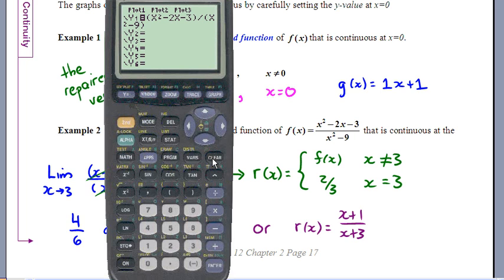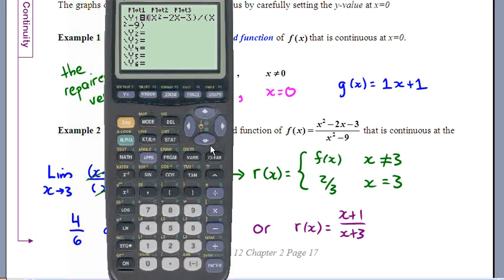I'm going to put this in as a, oops, I didn't mean to do that. I'm going to put that back in there. Push the wrong button there. X squared minus 2x minus 3 divided by x squared minus 9. Okay, so let's make sure that's working. And it's got the little hole right there, 3.